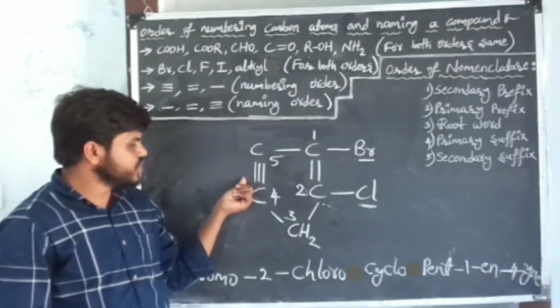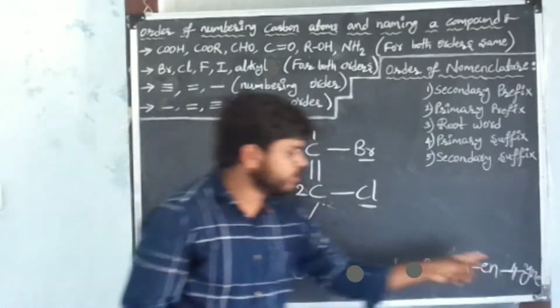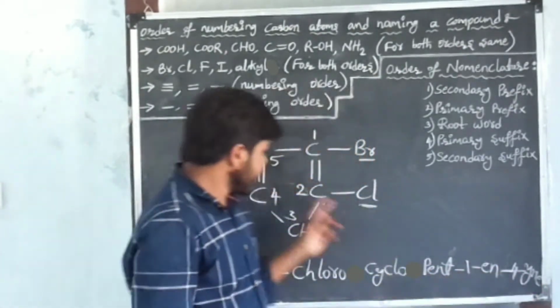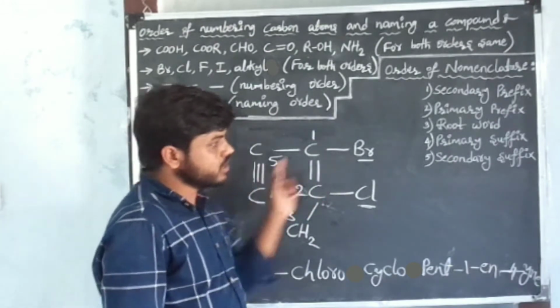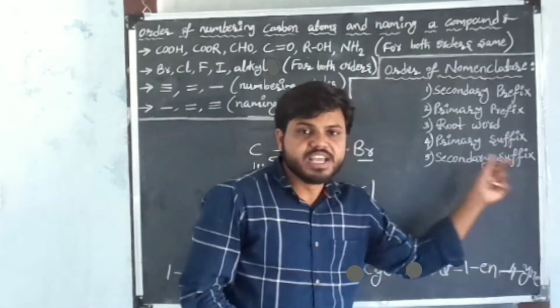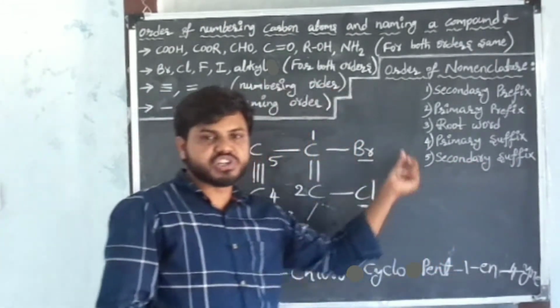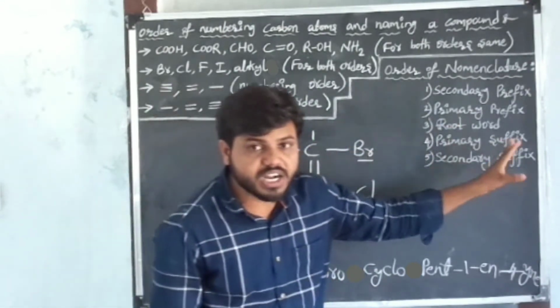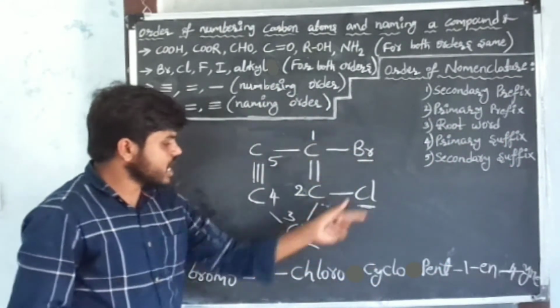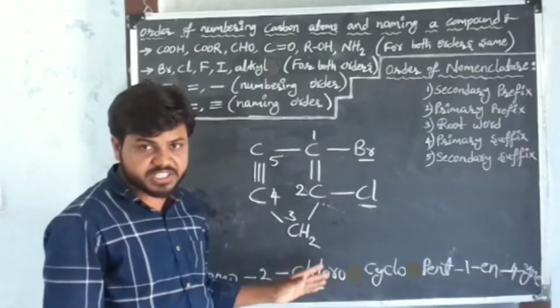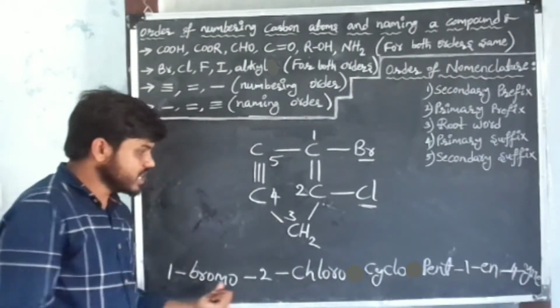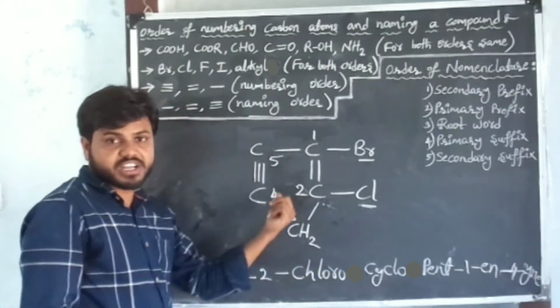After writing the position, write the suffix of the triple bond, that is what? Ein. After writing the double bond and triple bond, go to the secondary suffix. Here, secondary suffixes are the functional groups. In the given carbon compound, functional groups are not present. That's why this is our required IUPAC name of the given compound.